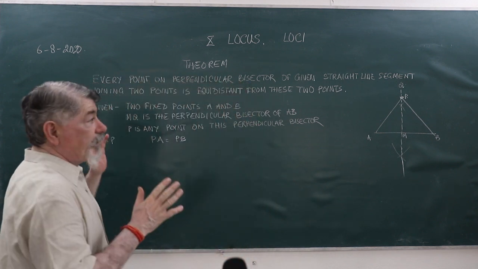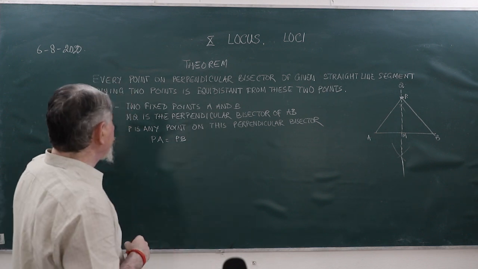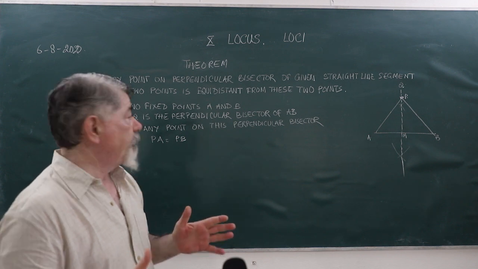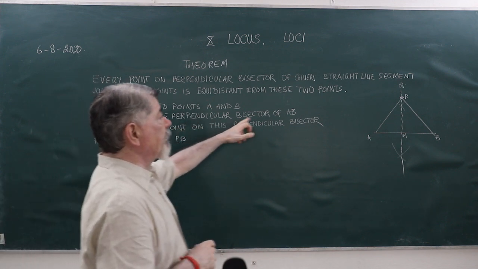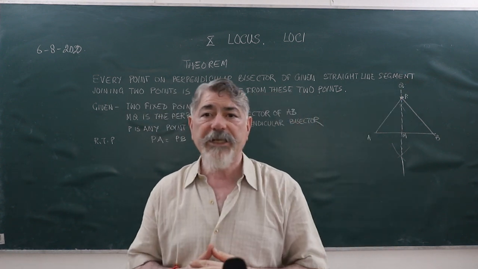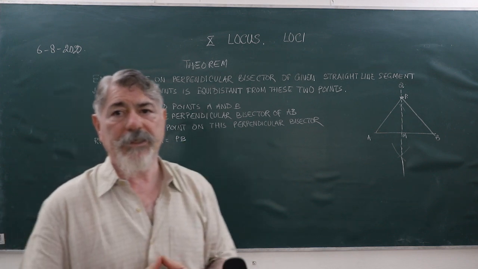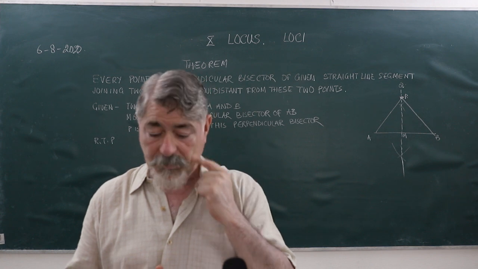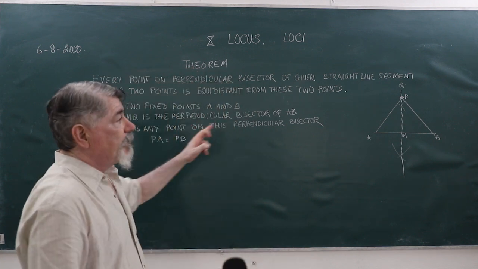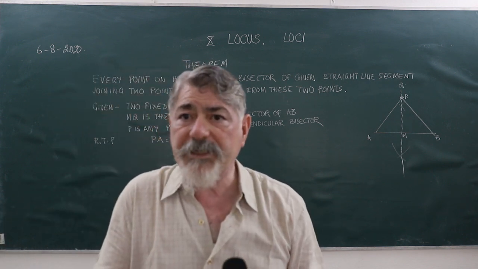That is what the statement of the theorem is. After the statement you make a figure, then you write what is given. Two fixed points A and B are given. MQ is the perpendicular bisector of AB, which I have drawn. And P is any point on this perpendicular bisector of AB. What is required to prove is PA is equal to PB.